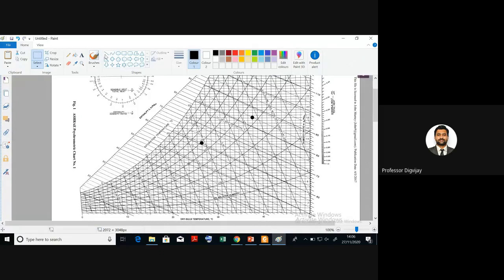Okay, now I will join this point. Right. Now here the thing is, this return air or the fresh air is first cooled. Then I have to locate the cooling coil's apparatus dew point. So the apparatus dew point here is given as 15 degrees Celsius, right?